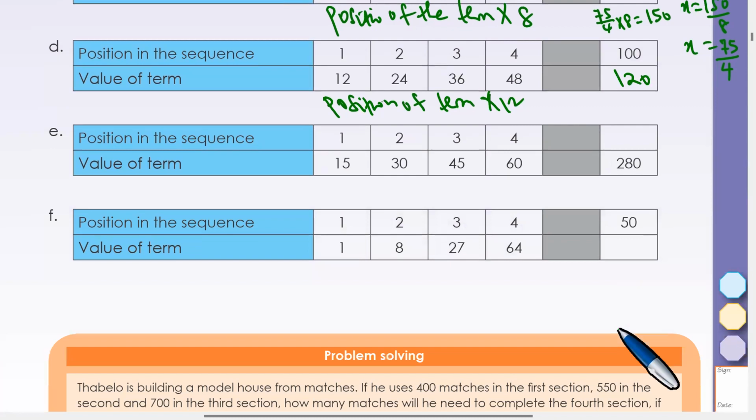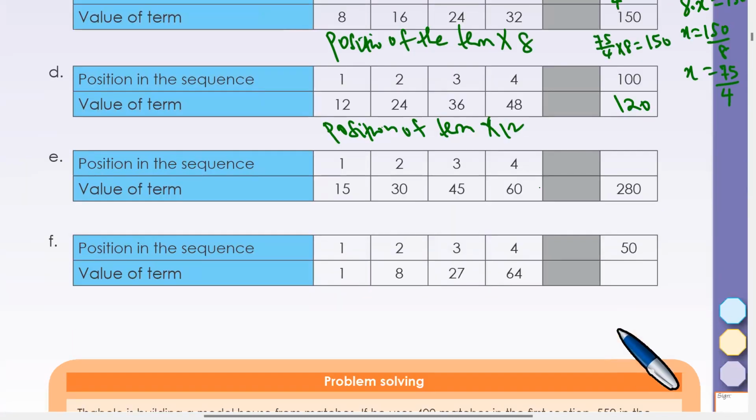Let's look at a little bit more. We are finishing this off. We're just looking at the number patterns here. Now the position is 1. You multiply by what? By 15. So position of term times 15. Multiply 1 by 15, you get 15. Multiply 2 by 15, you get 30. Multiply 3 by 15, you get 45. Multiply 4 by 15, you get 60.